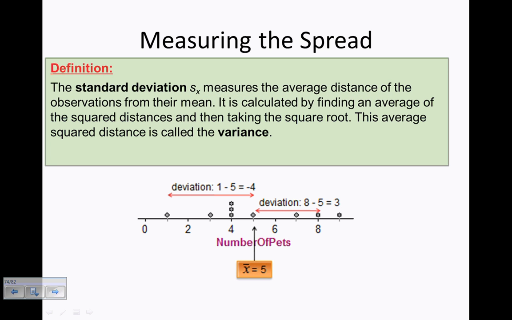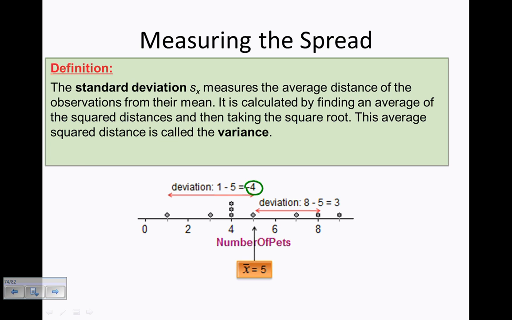All right, measuring the spread. Standard deviation measures the average distance of observations from their mean. It's calculated by finding an average of the squared distances and then taking the square root. So this is to ensure when you square them that you get something positive. So in this case, if I take the distance, I would get a -4. If I square it, then square root it, then I would get a +4. So it's just like an absolute value, ensuring that you're getting positive distances.